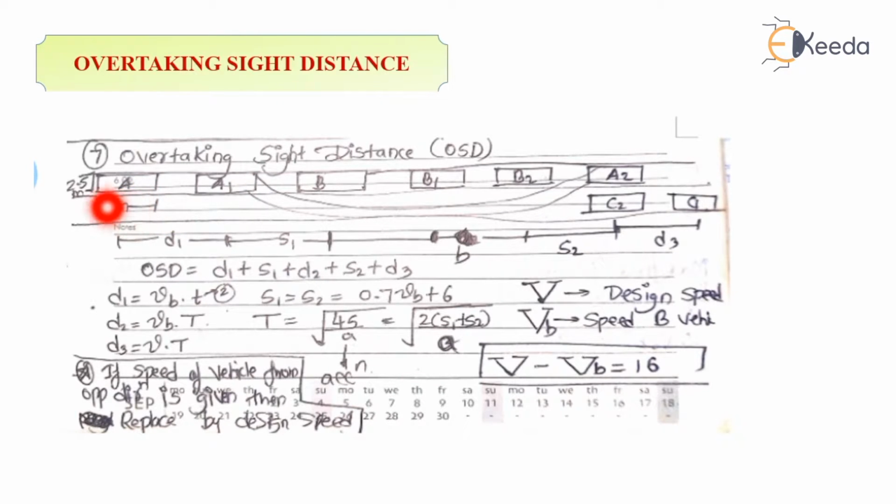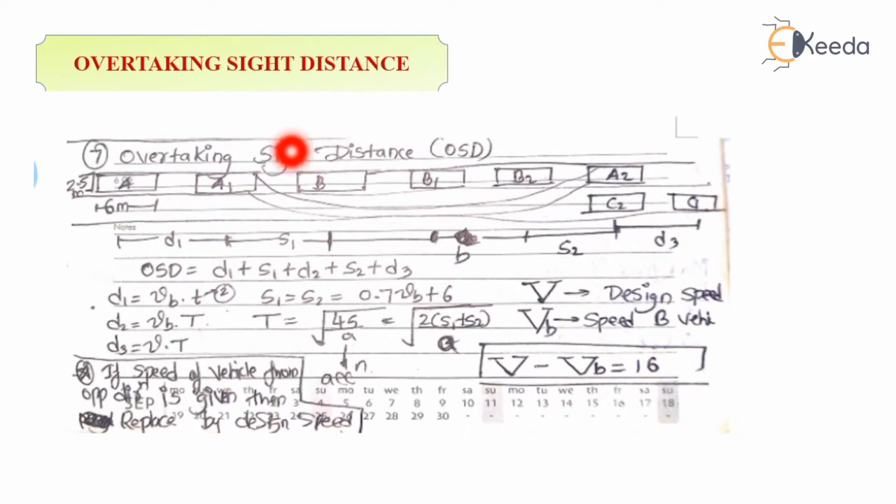So basically this is vehicle A of width 2.5 meter and 6 meter as a standard dimension, and both vehicle A and vehicle B have some speed. As vehicle A will overtake vehicle B, the speed of vehicle A is greater as compared to vehicle B. So overtaking side distance is divided into three parts: D1, D2 and D3.